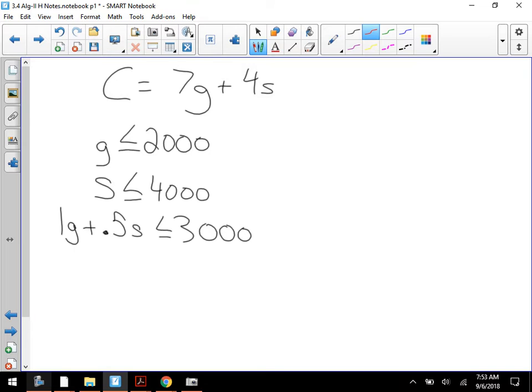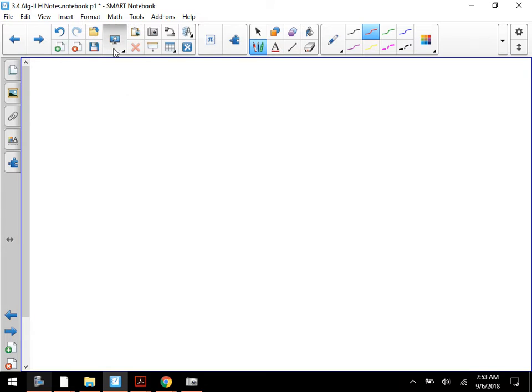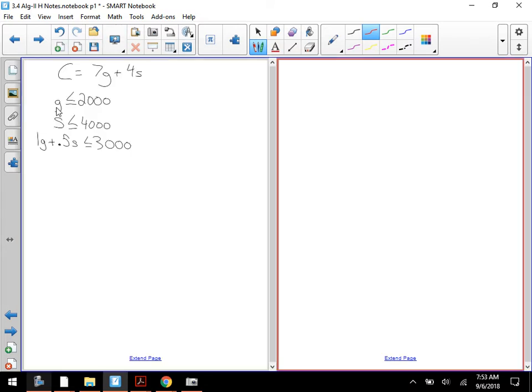When you graph this one, the mistake that people make is, what's your intercept for students? 6,000, not 1,500. When you divide by 0.5, you're in essence multiplying by 2. So if you used 1,500 for your intercept, that's what you messed up.